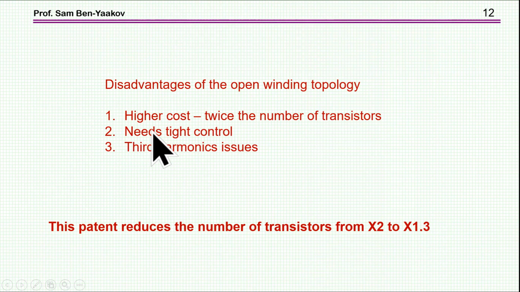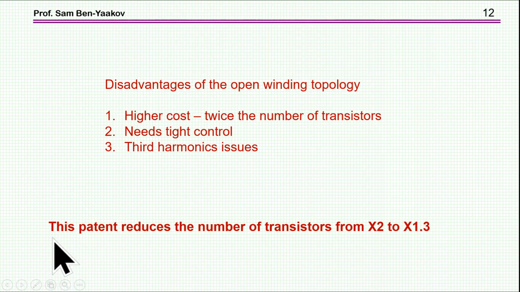And then you need control because these coils are independent, so you have to make sure that indeed the currents are 120 degrees apart and the same magnitude. But this can be solved by a proper control unit. And then there is also a question of the third harmonic issue, which I'm not going into. So there are many issues with the open winding. The worst of them is, of course, the fact that you need twice the number of transistors.